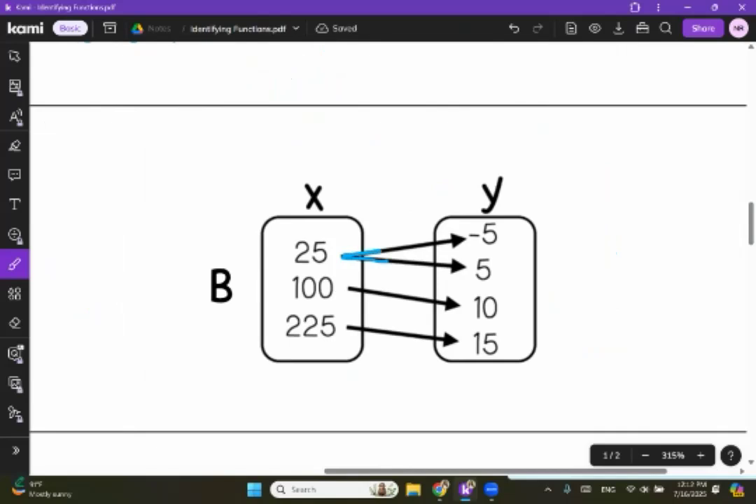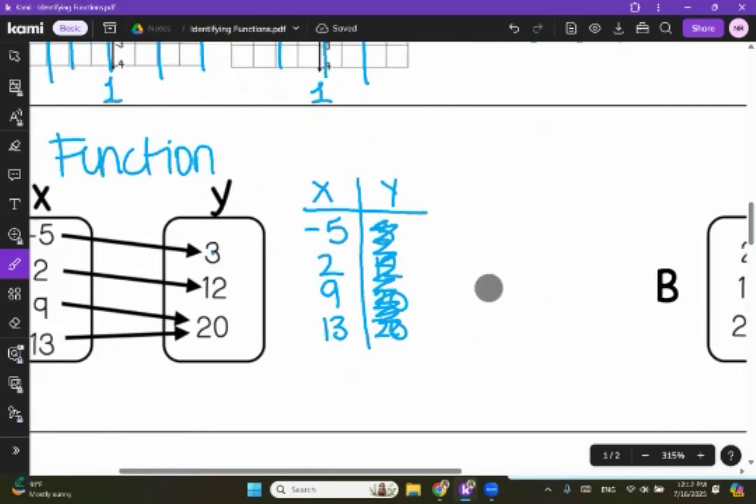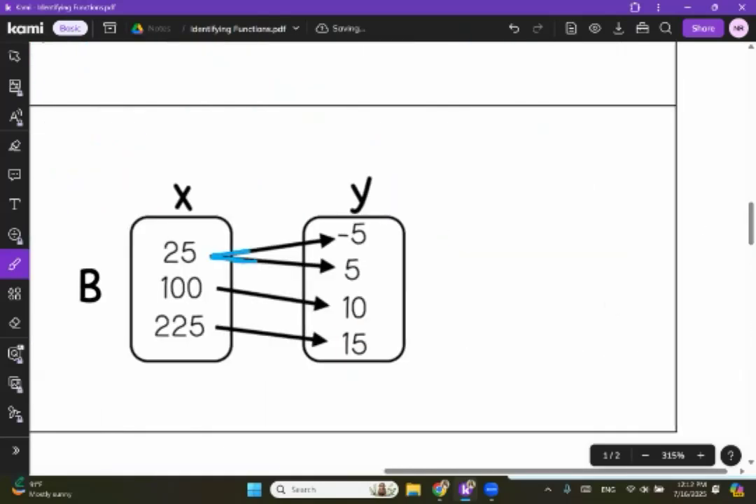Most students, where they get confused is should 2 arrows or can 2 arrows be coming out of the X, or can 2 arrows be pointing to the Y's? That's why I like to draw the tables, okay? It eliminates any silly mistakes.